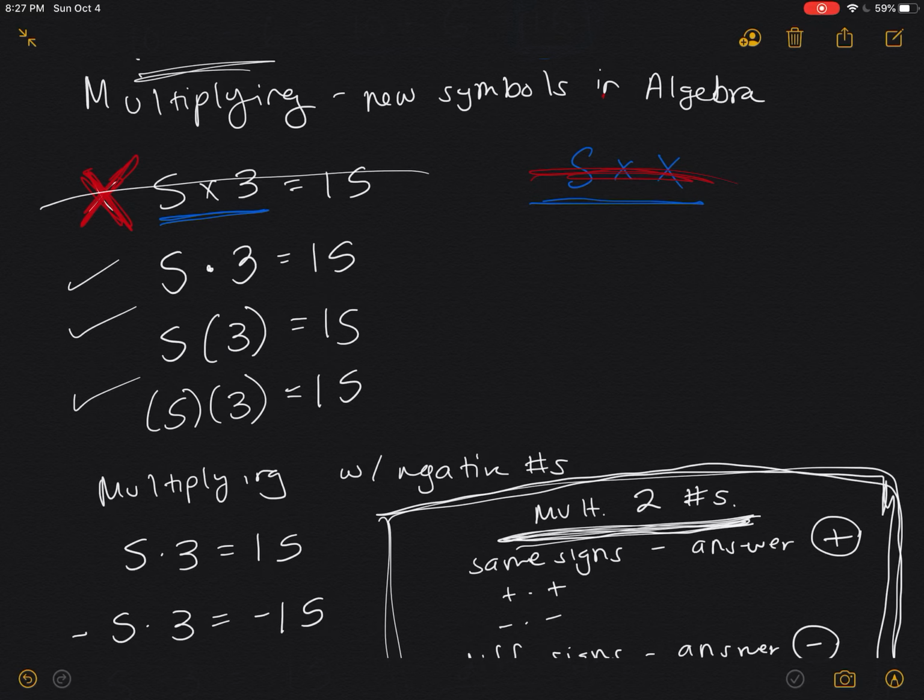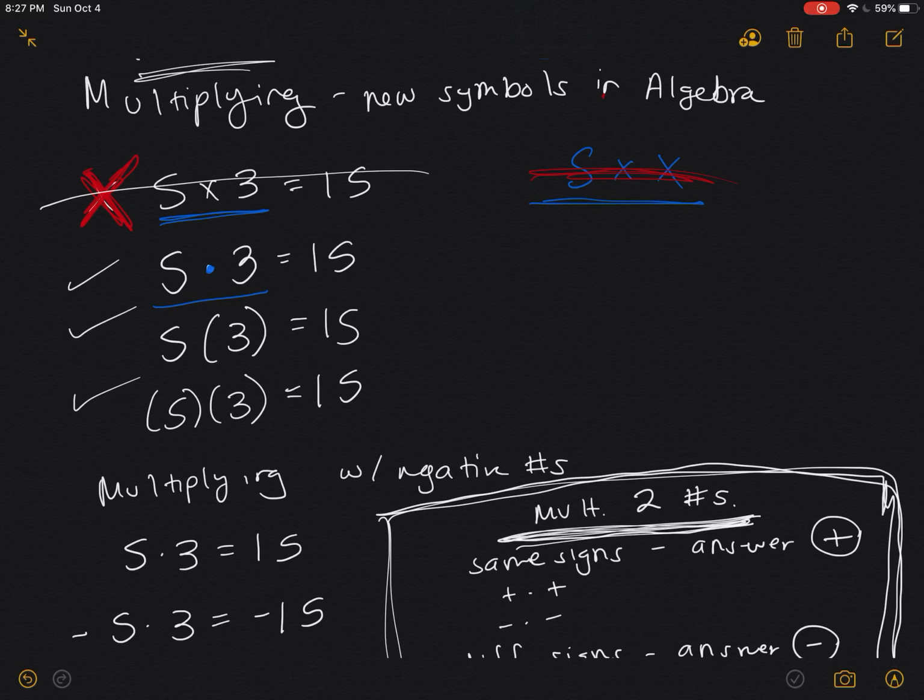That really only applies to the people who are doing the handwritten packets. But it's still good to know too for future math. Right, so instead you can use this little dot, so that represents 5 times 3.